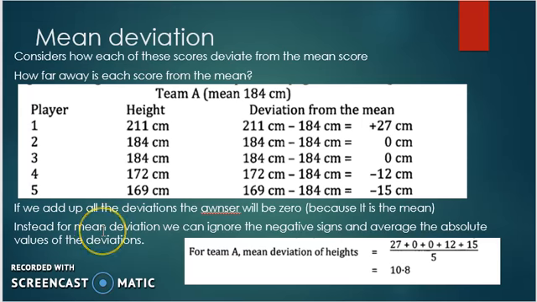But instead, we can find the mean deviation. We'll ignore the negative signs, just here, and we'll average the absolute values of the deviations. So we add up all those deviations and put that over 5, which is how many scores we have, and our mean deviation of the heights is 10.8 centimeters.